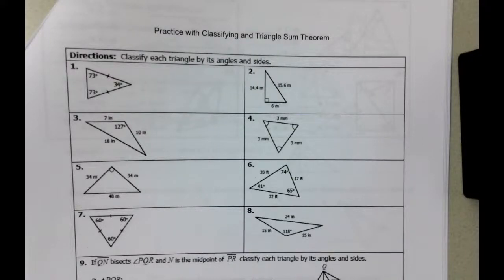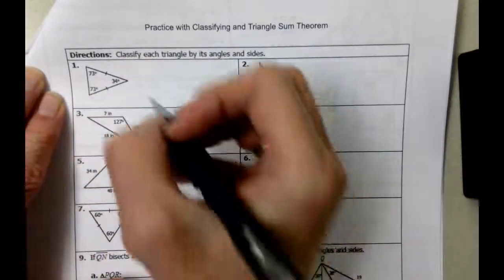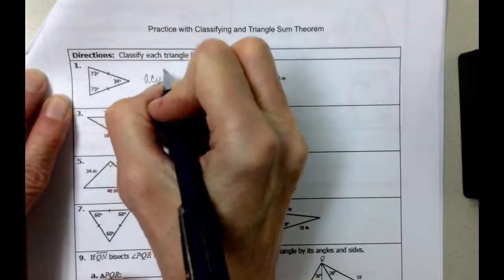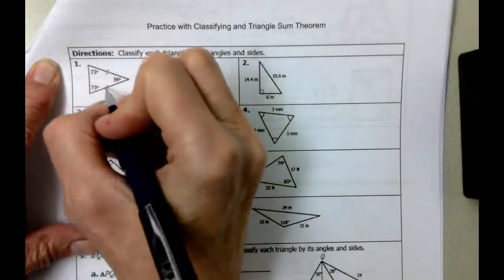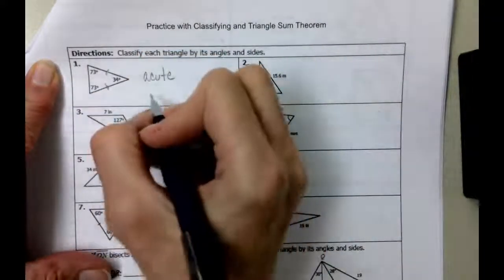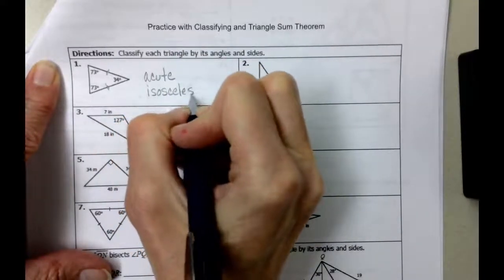Practice with classifying and triangle sum theorems. So if we take a look at problem number 1 on page 7, classify each triangle by its angles and sides. Well, if we look at the angles, we've got 73 degrees, 73 degrees, and 34 degrees. That means we're working with an acute triangle. And then we also have a tick mark here and a tick mark here, 2 tick marks there. And that means that we're working with an isosceles triangle.